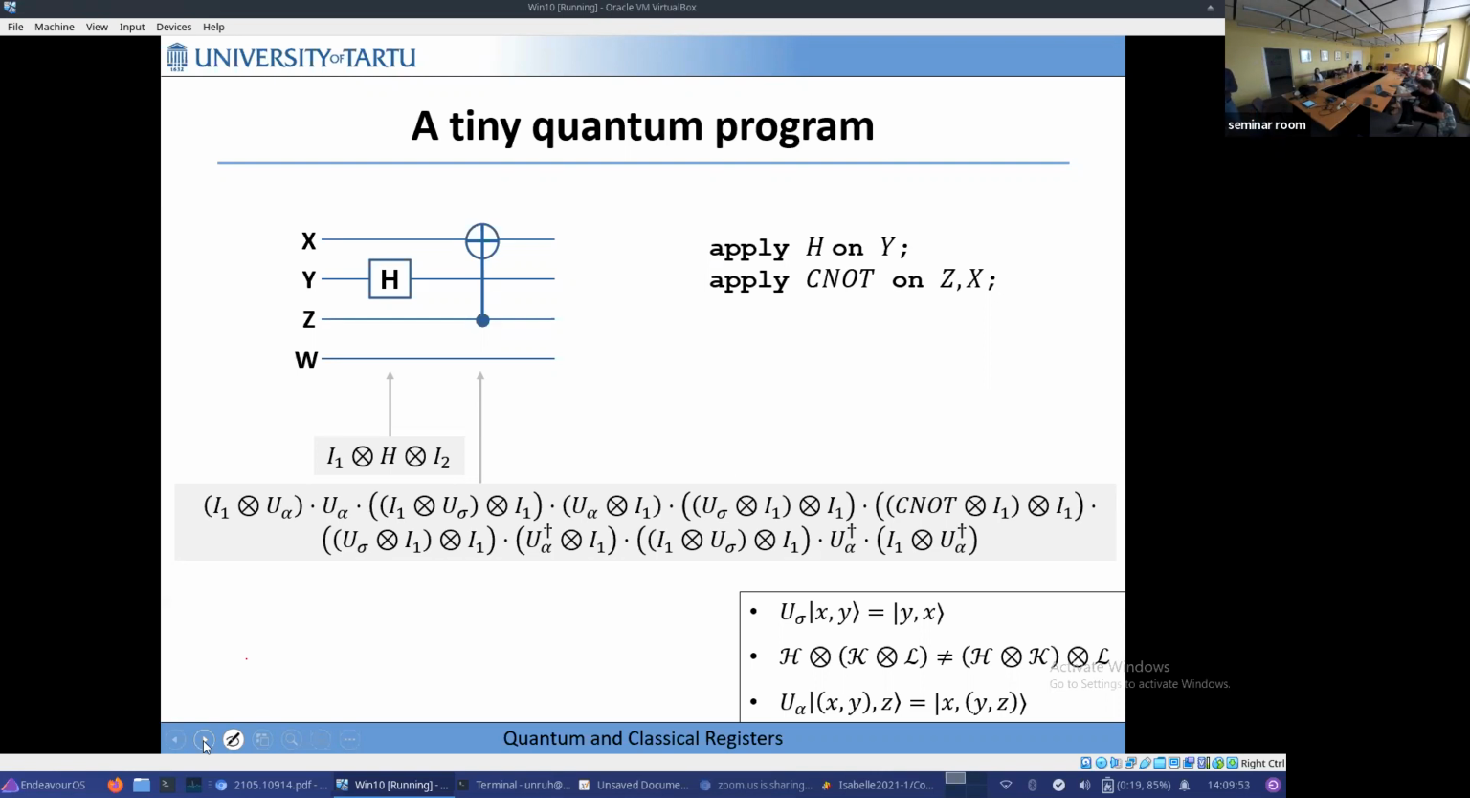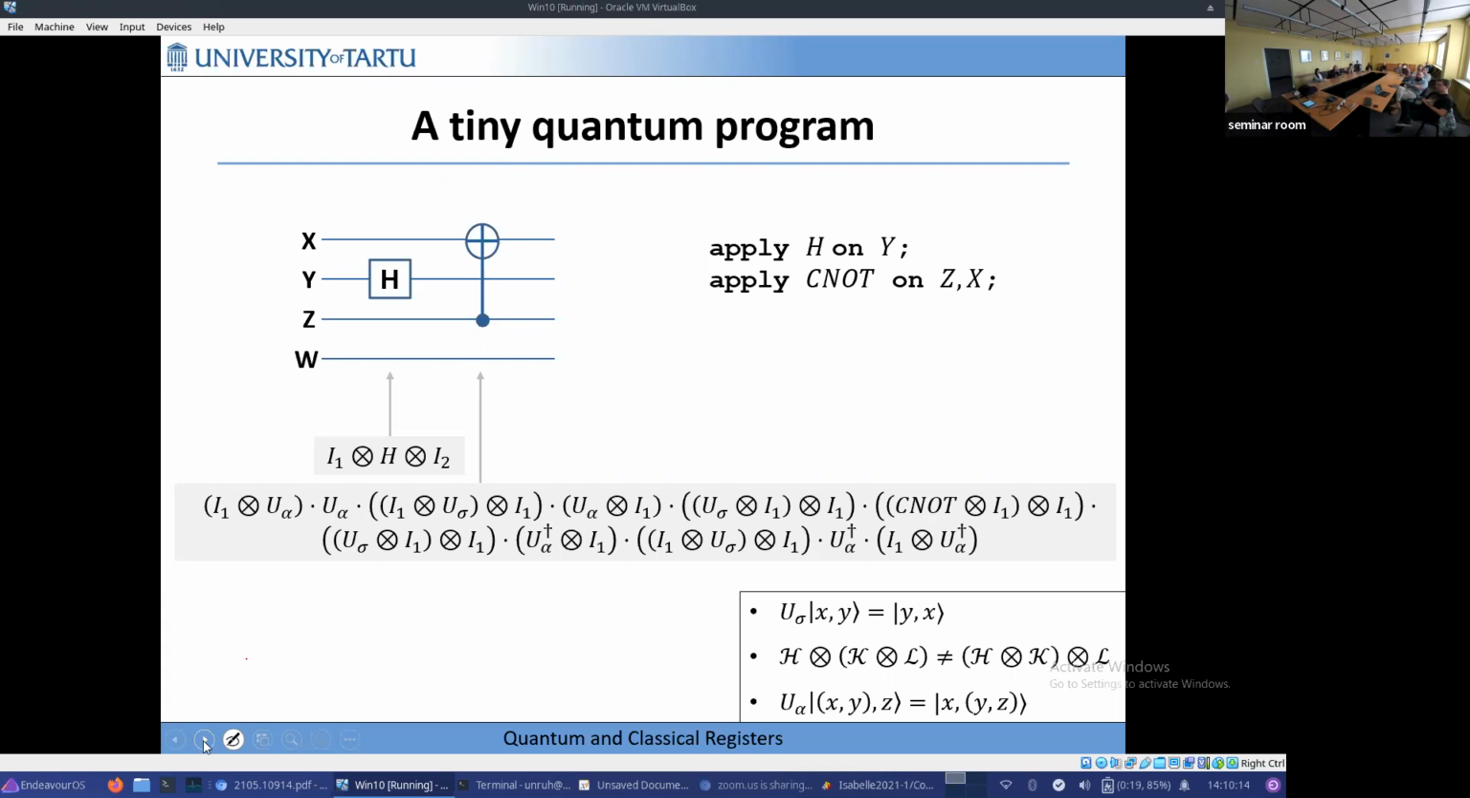I don't have a formal definition of what a register is. I will have one, but I don't have one yet. But in the intuitive literature, a register is just a part of a quantum system. So in this case, X, Y, Z, and W are 4 registers, quantum registers within a quantum system. So it's the wires. In the picture, it would be wires.